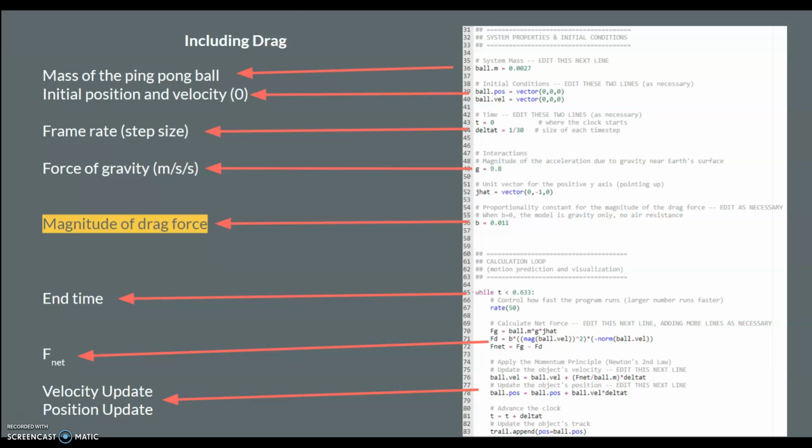In line 56, I have the magnitude of the drag force, which is B. I'll explain that on the next slide. I then have F net calculated a little bit differently. Lines 70 to 72 calculate F net, which includes F drag. As you can see, I have the magnitude of the velocity squared multiplied by the normal vector.